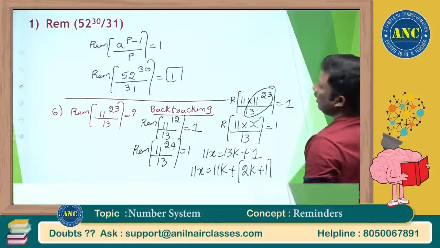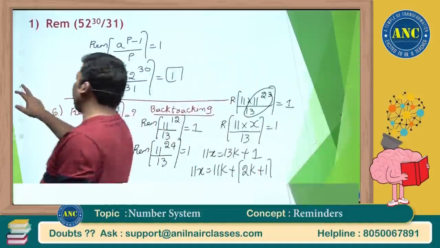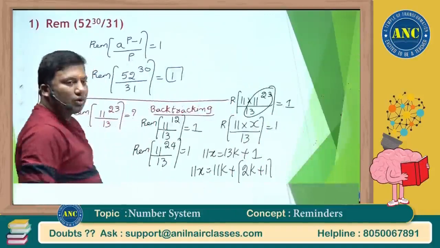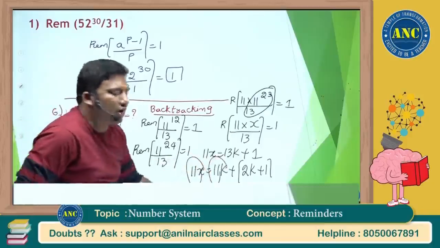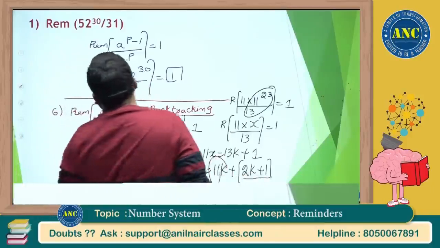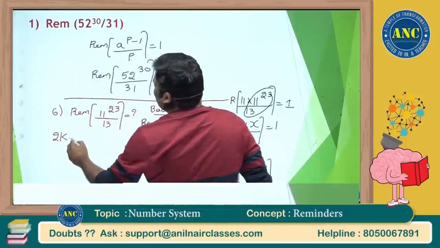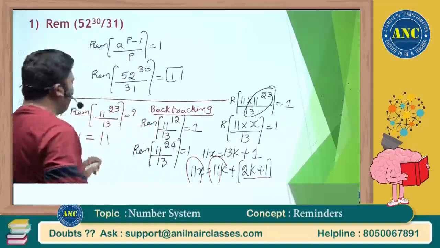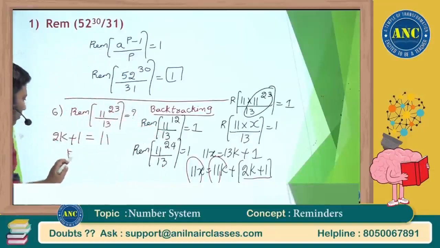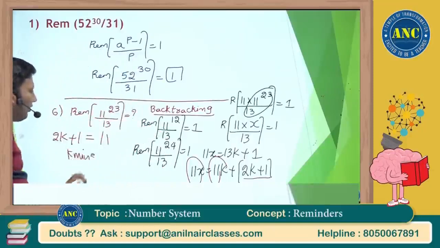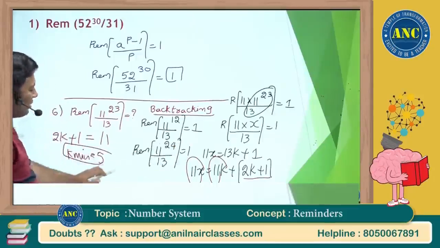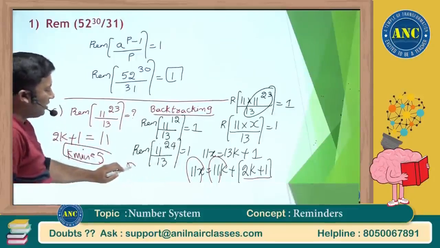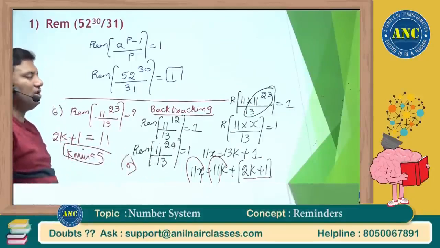11k plus 2k plus 1. This is divisible by 11. 2k plus 1 should be divisible by 11. K, minimum value; you can also take higher values, and on further dividing I will get the same answer. K minimum is 5. 11x is equivalent to 13 fives are 65 plus 1, 66. 66 by 11, the answer for this question is 6.